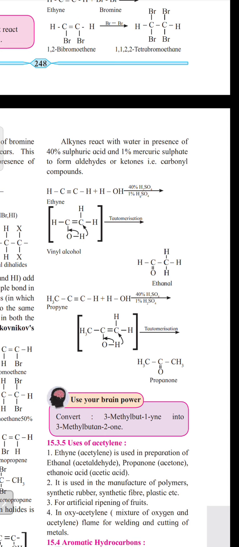Now this alkyne reacts with water in the presence of 40% sulfuric acid and 1% mercuric sulfate to form aldehydes or ketones, that is, carbonyl compounds. Ethyne plus water with 40% H2SO4 and 1% HgSO4 gives vinyl alcohol. By tautomerism, you see, by breaking of this OH bond, hydrogen goes to this carbon and oxygen forms a double bond to the carbon. By tautomerism, we get CH3CHO. It is ethanal, that is aldehyde or acetaldehyde. Propyne reacts with a water molecule with 40% H2SO4 and 1% HgSO4. It gives CH3C(OH) double bond CH2. By tautomerism again we get CH3C double bond O CH3, a ketone. This ketone is called dimethyl ketone or acetone or propanone.